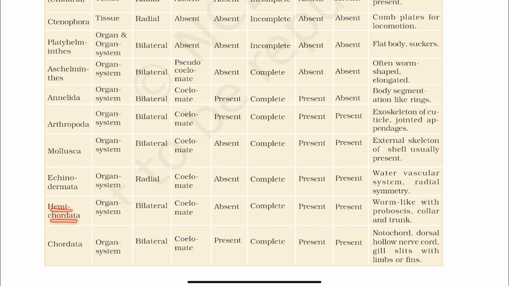Phylum Hemichordata: level of organization organ system, symmetry bilateral, coelom coelomate, segmentation absent, digestive system complete, circulatory system present, respiratory system present, distinctive features worm-like with proboscis, collar and trunk. Phylum Chordata: level of organization organ system, symmetry bilateral, coelom coelomate, segmentation present, digestive system complete, circulatory system present, respiratory system present, distinctive features notochord, dorsal hollow nerve cord, gill slits, with limbs or fins.